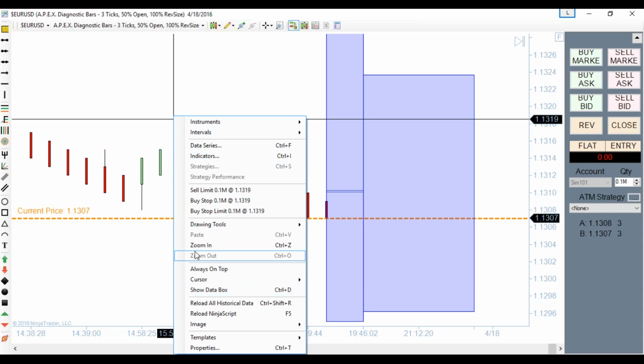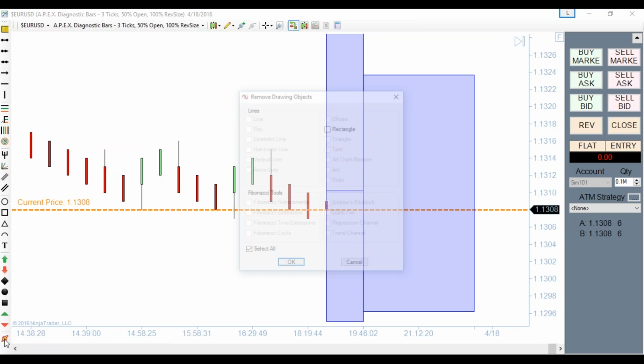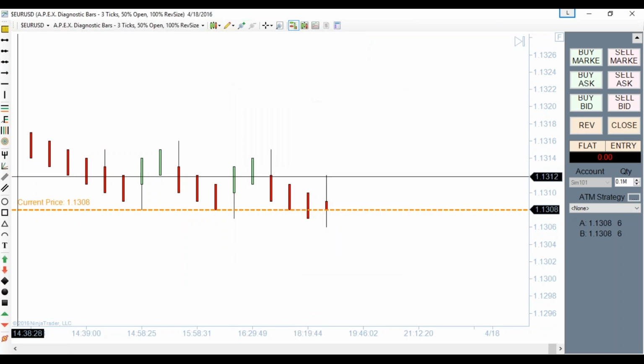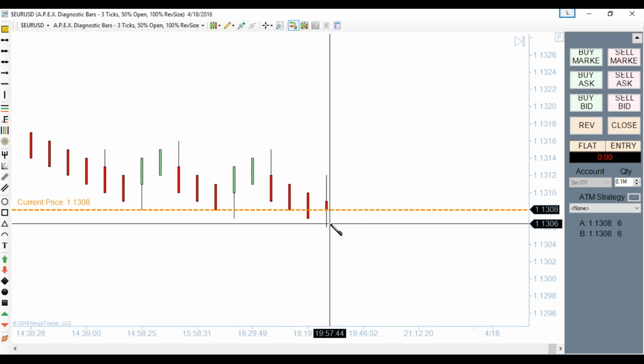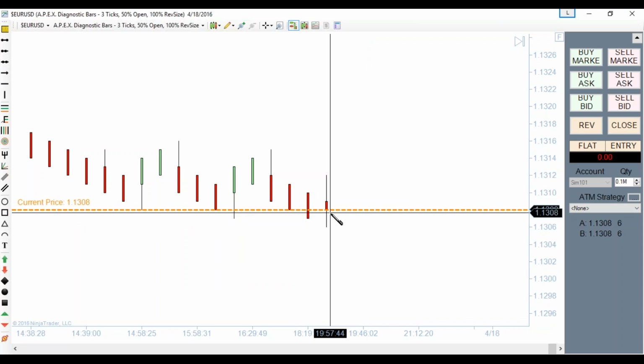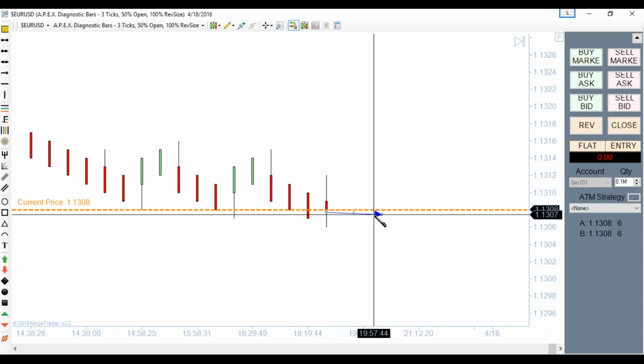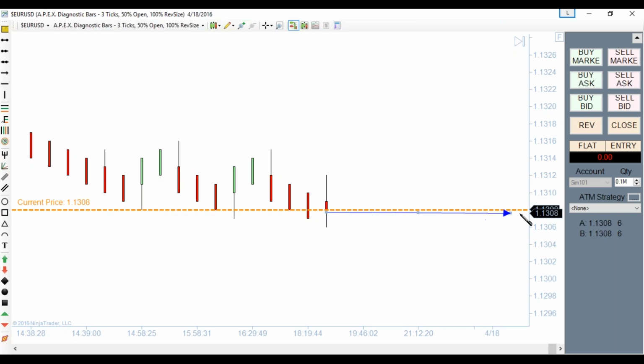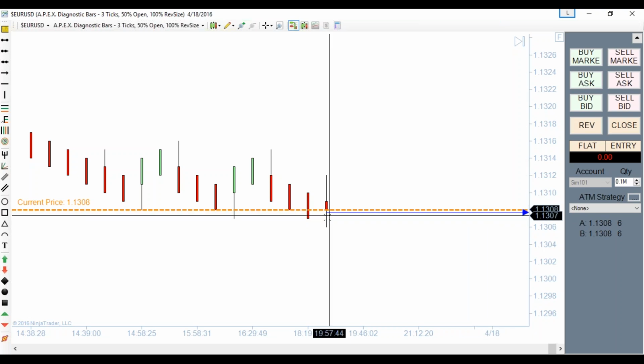Let me just get rid of all this. So let's say I thought the euro dollar was going up. So I enter a spread trade right here. Okay, I get into a spread.